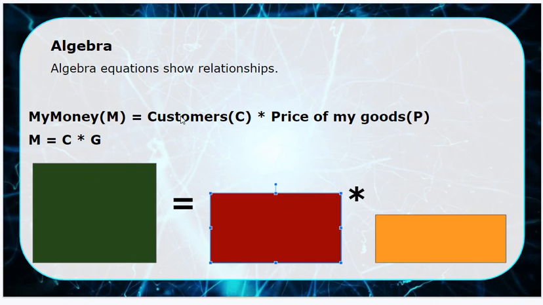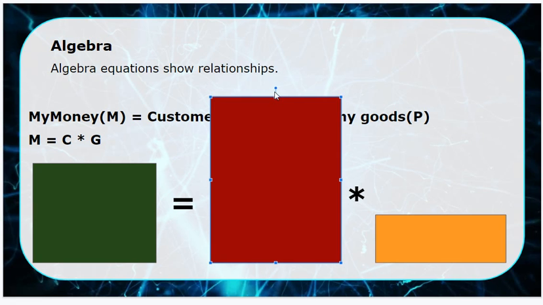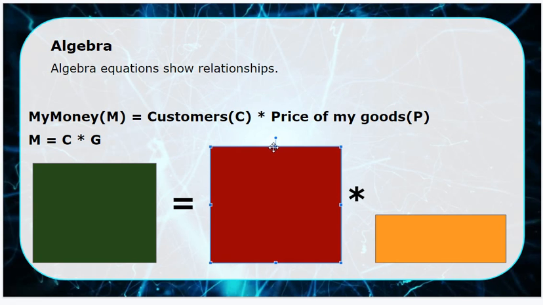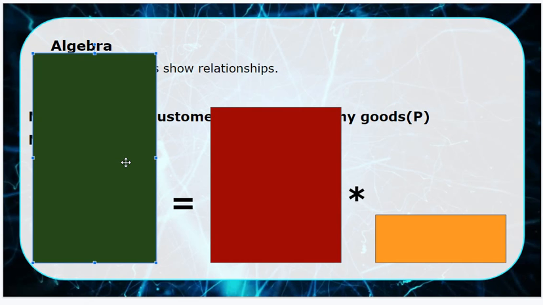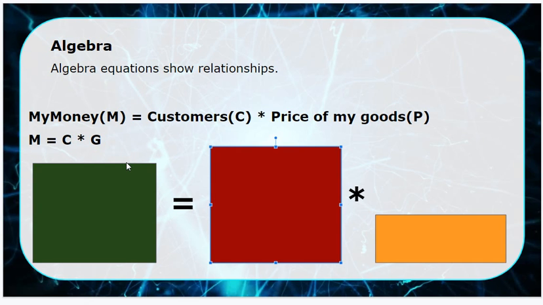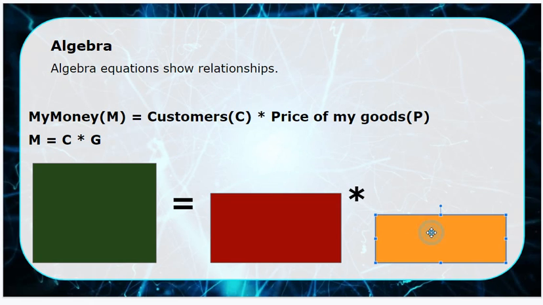What happens if I get more customers all of a sudden? What if C goes up? C, right? Yeah, C. What if C goes up? What's that going to do to my money over here? Well, that's going to make my money go up, right? And what if I have the same number of customers, so that stays the same, but I start charging more? Let's say I raise my price of hot dogs, so that goes up.